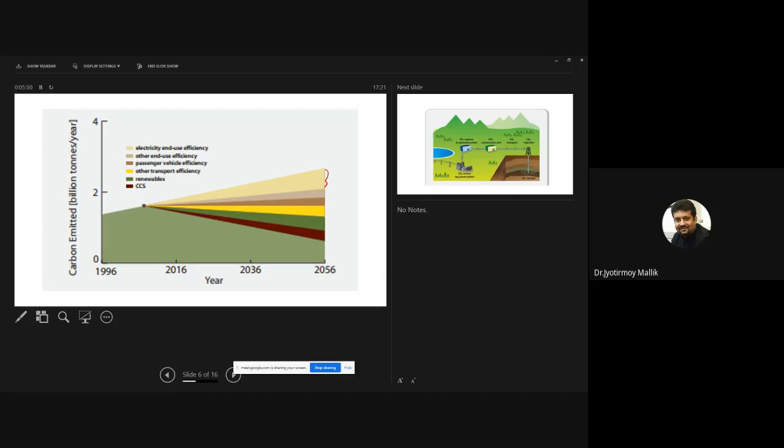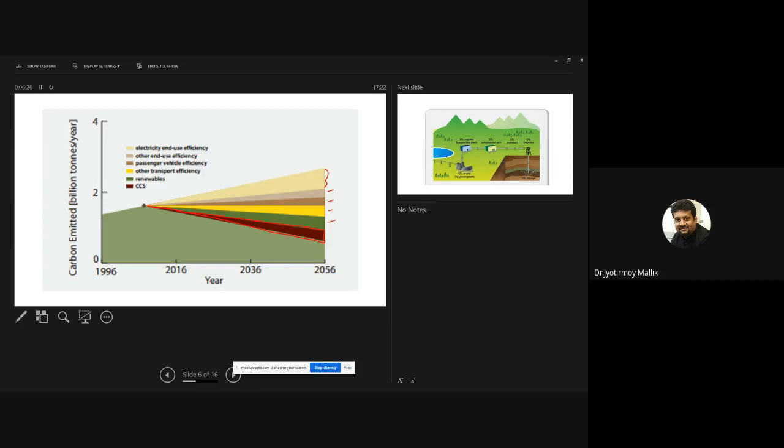Okay, but then you can see a wedge coming from the end user efficiency, passenger vehicle efficiency, other transport efficiency, renewables, of course, and then there is a large amount of contribution that is postulated from carbon capture and storage. Okay, there is a large amount which can be achieved by carbon capture and storage. Now remember, carbon capture and storage is not something that is done at a commercial level today, anywhere in the world.